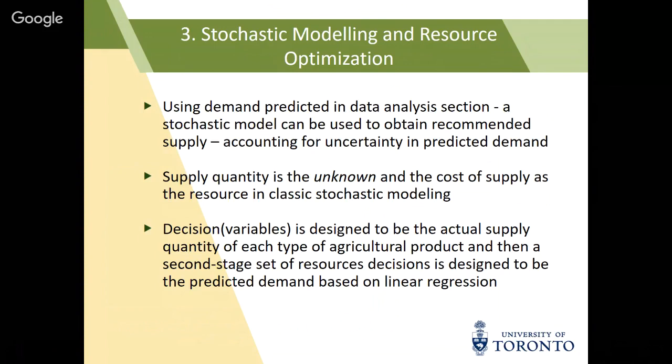The supply quantity can be viewed as the unknown and the cost of supply as the resources in classic stochastic modeling, where the model represents a set of decision variables that must be taken without full information regarding the changing equilibrium of supply and demand. In this case, the first-stage decision is designed to be the actual supply quantity of each type of agricultural product, and the second stage of resource decisions is designed to be the predicted demand based on linear regression.